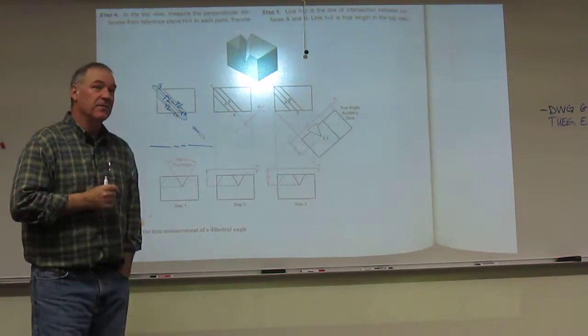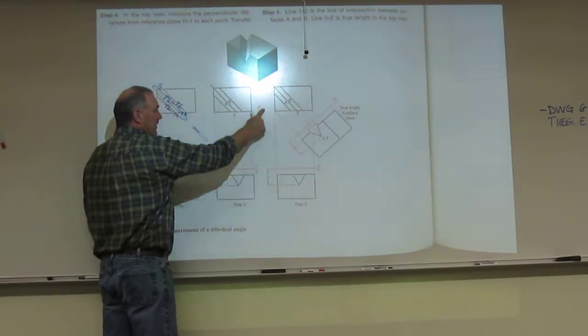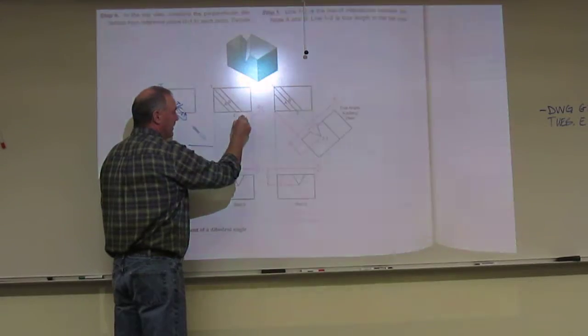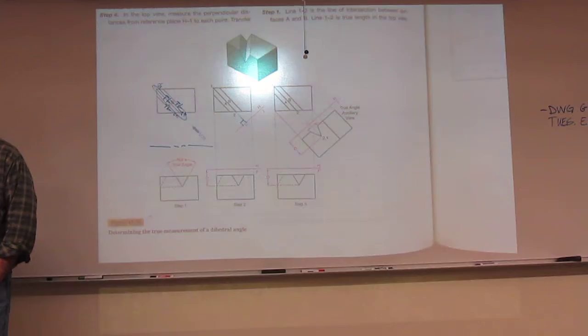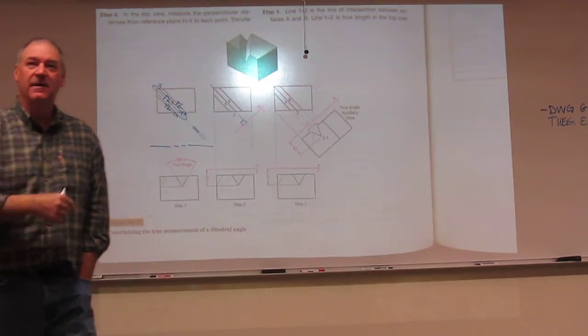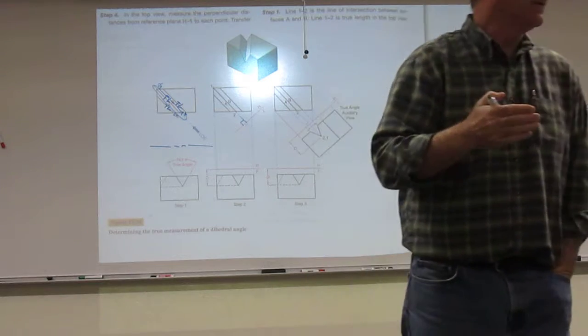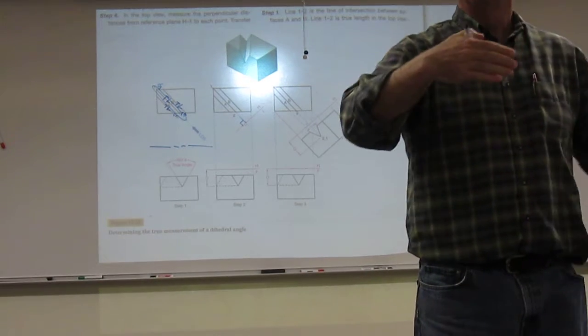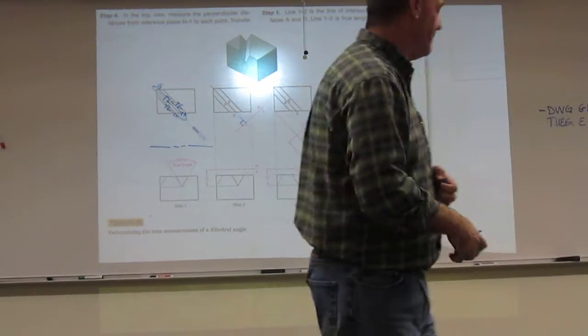Then I apply law 2. That's in essence what they're doing here. They came and drew a viewing plane that is perpendicular to my line of intersection. What's law 2 state? True length line appears as a point in the viewing plane perpendicular to it. We just found that line was true length. We're going to put a viewing plane perpendicular to it, and we're going to rotate for that view.